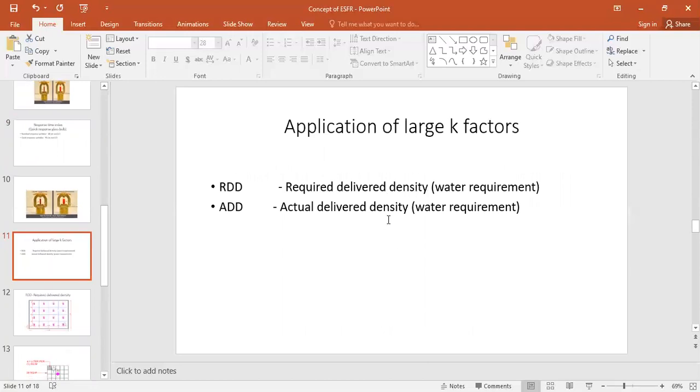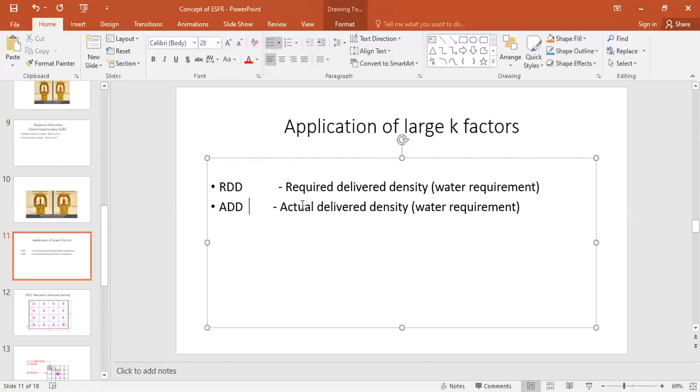For this topic, we need to know about two terms. One is RTD, another one is ATD. What is RTD? RTD means required delivered density. ATD means actual delivered density. First of all, what is density?